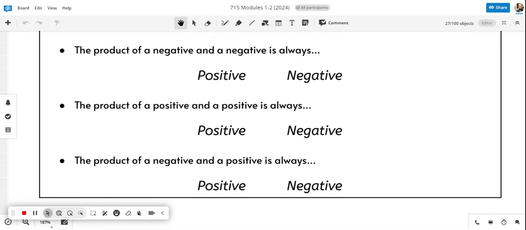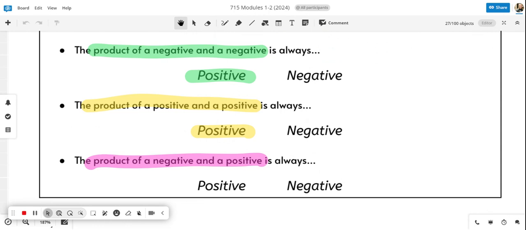It's a lot of words here. Okay, the product of a negative and a negative is always what? So product of negative and negative. So we're saying negative and negative, the same sign. If you have the same sign, it's always positive. The next one, the product of a positive and a positive. Again, we have the same sign. It's always positive. And then we have the last one. Product of a negative and a positive. So we have two different signs. If we multiply two different signs, it's always negative.